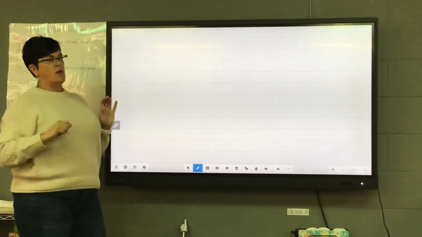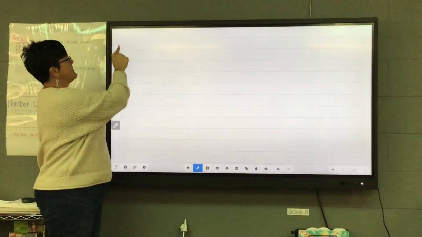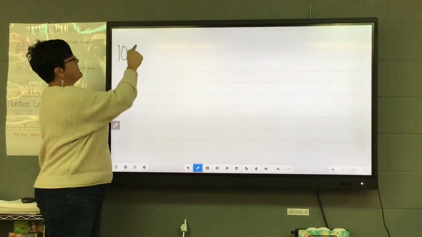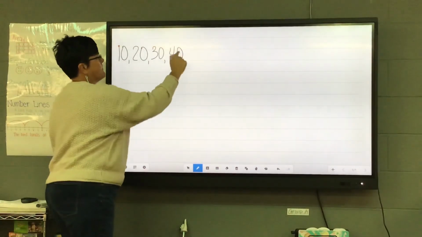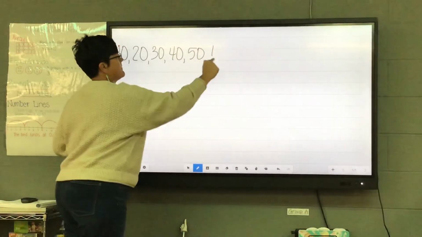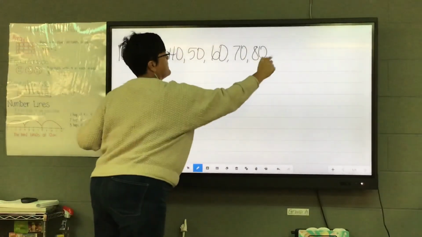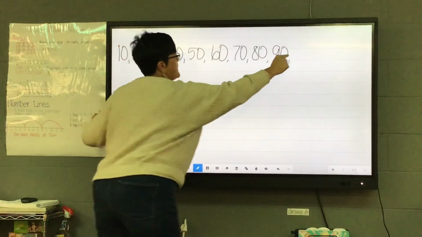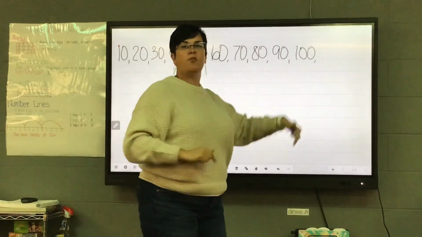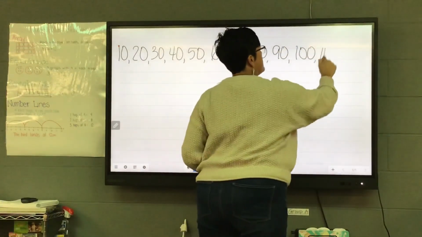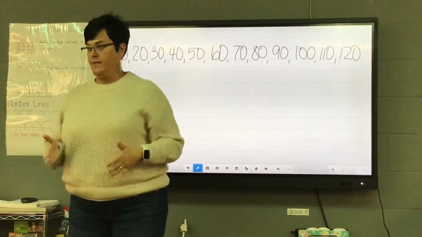Okay, you're gonna have to count slower. I don't write near as fast as you count. What's our first number? 10. Then 20, 30, What's after 100? This is where some of you get mixed up. 110. 120. Okay, that's 12 times.